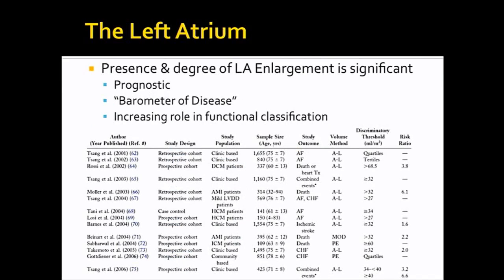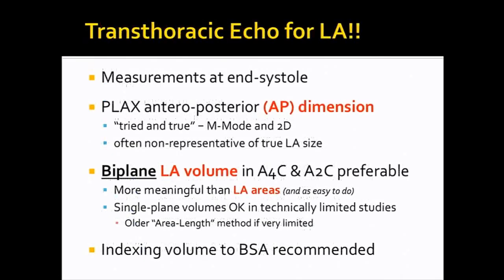Presence and degree of left atrial enlargement is significant. It is prognostic in many disease states, as shown here. You will see that a dilated left atrium, in terms of left atrial volume, is one of the criteria you're going to use to determine levels of diastolic function. So knowing how to quantify the left atrial volume is important.